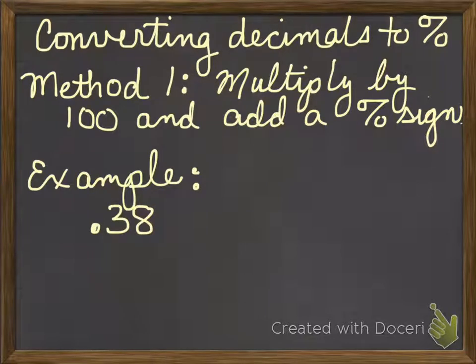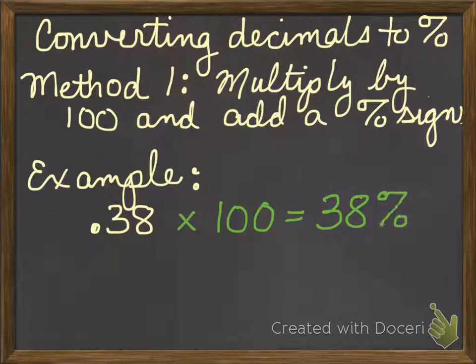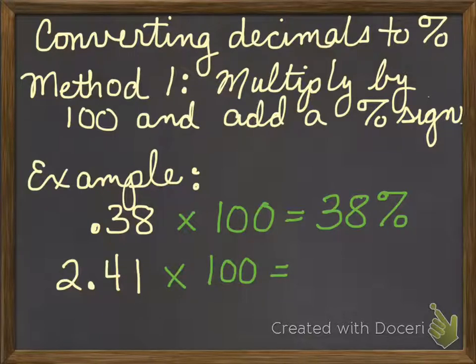I've got 0.38. I'm going to take that 0.38 and I'm going to multiply by 100. When I have 0.38 times 100, that gives me 38, and then I add my percent sign. Another example, I've got 2.41. Now this one's got a whole number in it, but it doesn't matter. We're going to do the same thing. We're going to multiply by 100, and that's going to give me 241%. It's okay to have a percent over 100. Sometimes that's going to happen, and we'll talk more about that in the next week.